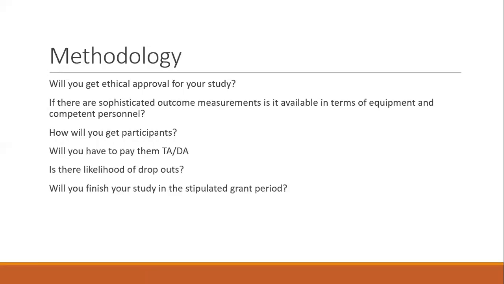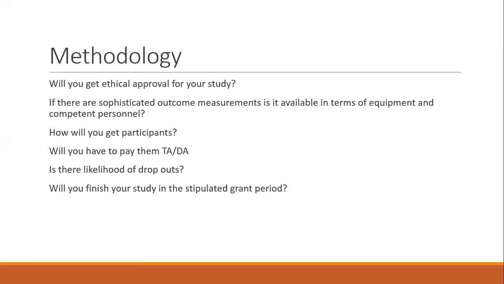So these are things that you need to consider. If there are sophisticated outcome measurements, is it available in terms of equipment and competent personnel? If you require to do fMRI, does your institution have an MRI that is sophisticated enough to do fMRI? Do they have the software? Do they have people who are competent? Do they have a radiographer?